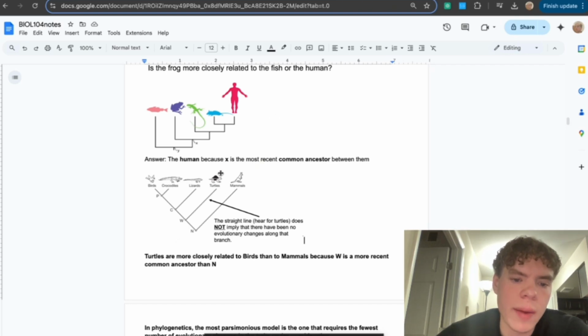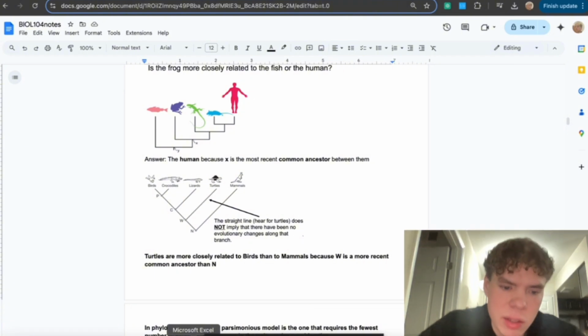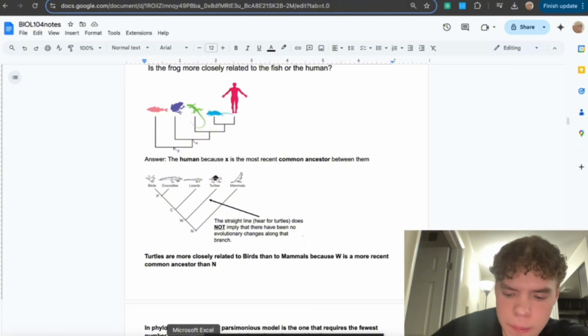And just because there's a straight line here does not mean that evolution is not occurring. For all we know, this common ancestor that everything comes from probably looked nothing like any of these organisms do now. They just all evolved along their own individual paths. And if we were to zoom into these individual paths, they would get more and more complicated. If that makes sense.